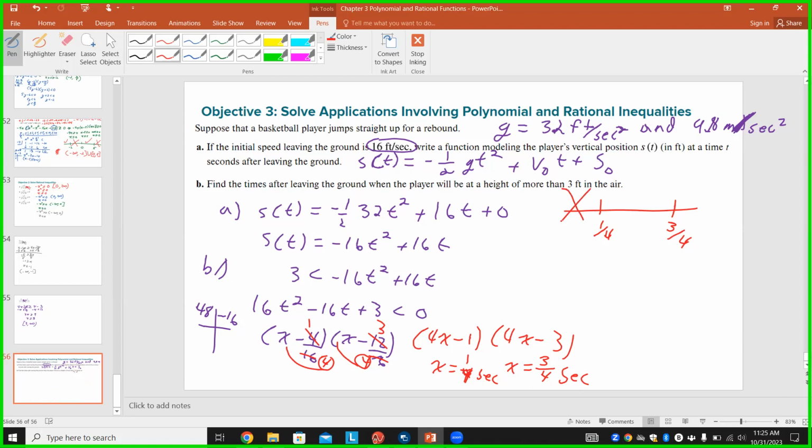Choose something between 1/4 and 3/4. 1/2. 1/2 squared is 1/4. 1/4 times 16 is 4. Minus 8 is -4. Plus 3 is -1. Is -1 less than 0? Yes, so that works. Choose something greater than 3/4. 1. 16 minus 16 goes away. Then you just have 3 less than 0, which is not true either. So in this question, since we're looking for more than and not equal to, it will be 1/4 to 3/4. That would be your interval of time.